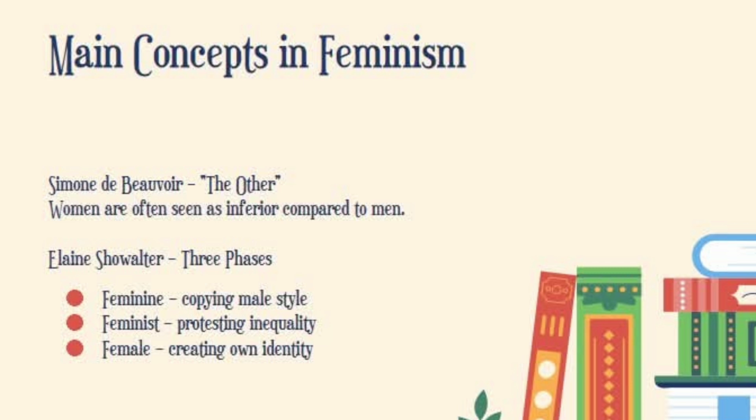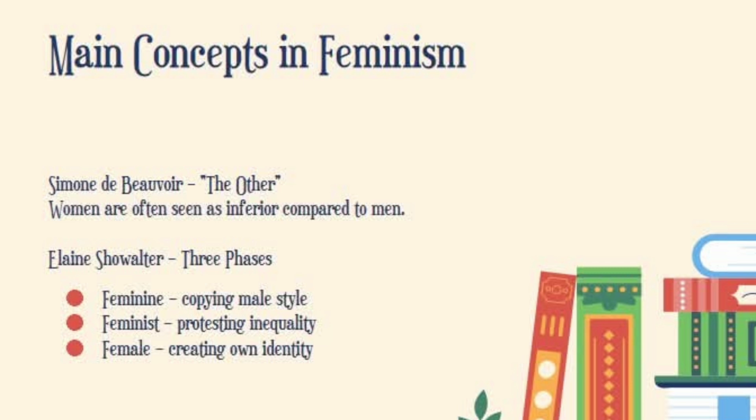One main concept came from Simone de Beauvoir called the Other. She explained that women are often seen as inferior or secondary compared to men. Another concept came from Elaine Showalter called the three phases of women's writing. First is the feminine phase, where women copied male writing styles. Second is the feminist phase, where women protest inequality, and the third is the female phase, where women created their own identity and voice.